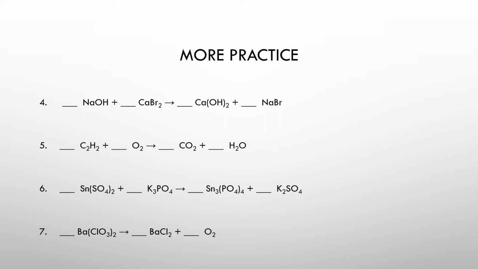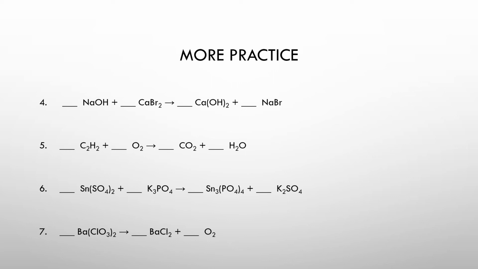I'm going to keep going just for the sake of time and keep the video short, but go ahead and pause and try these on your own. Okay. All right, so number 4 here, we have NaOH plus CaBr2 produces Ca(OH)2 and NaBr.